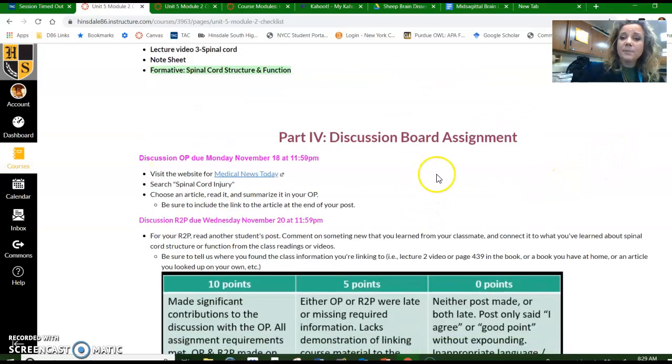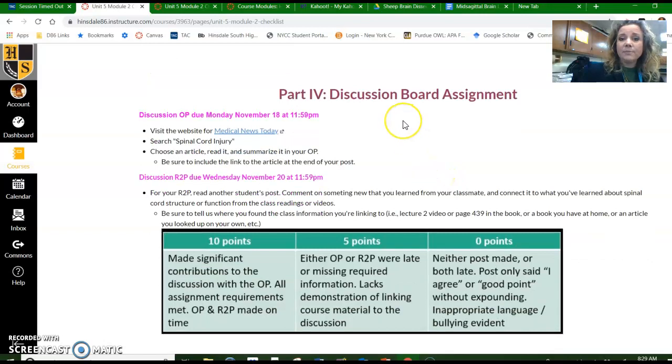And then even though this is part 4, the discussion board assignment, remember you can start doing this at the beginning of the module if you'd like. Your original post is due by Monday, November 18th at 11:59 p.m. You need to visit the website Medical News Today and in the search box type spinal cord injury. And then what'll pop up are a lot of different articles about spinal cord injury.